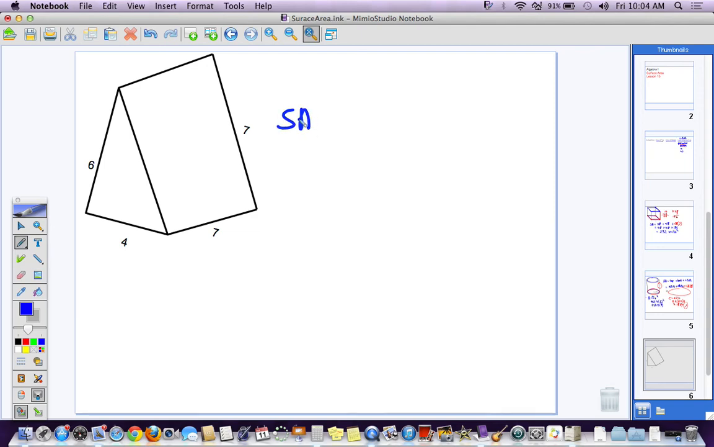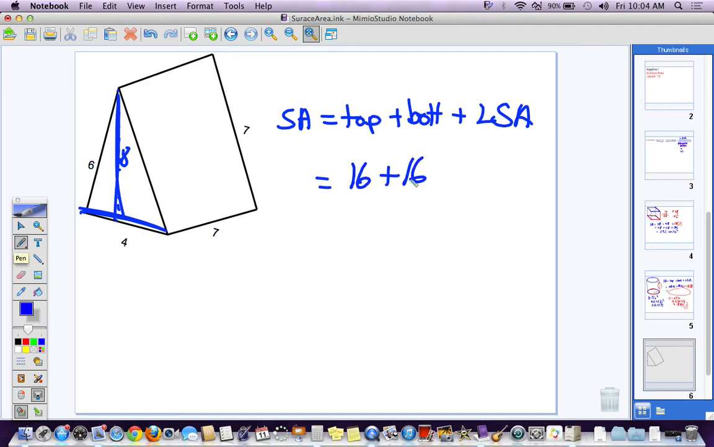To find the surface area, we'll take the area of the top, plus the area of the bottom, plus the LSA. Now remember, the top and the bottom now are triangles. There's one piece of information we need here: the straight up and down height of the triangles. I'm just going to put a number in here for the sake of example. Let's say 8. So what's the area of the triangle? 4 times 8 is 32, divided by 2 is 16. So the back, or the top of the figure, would be 16.